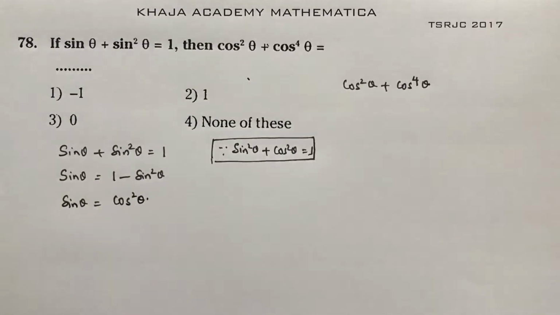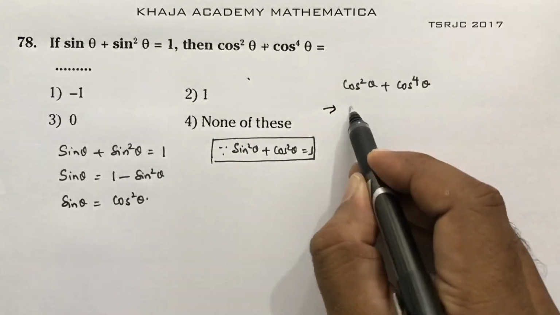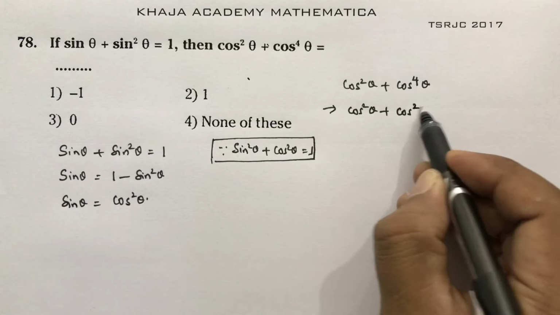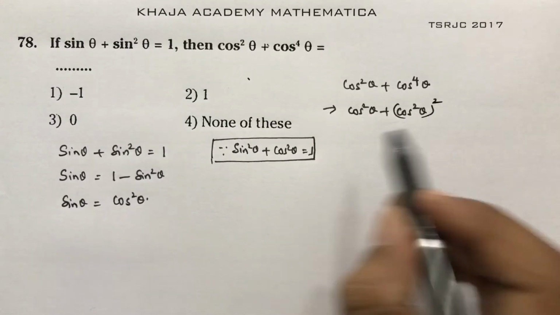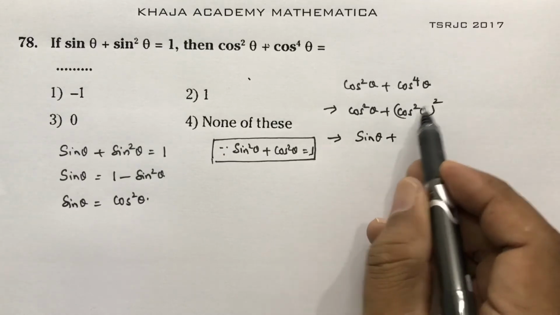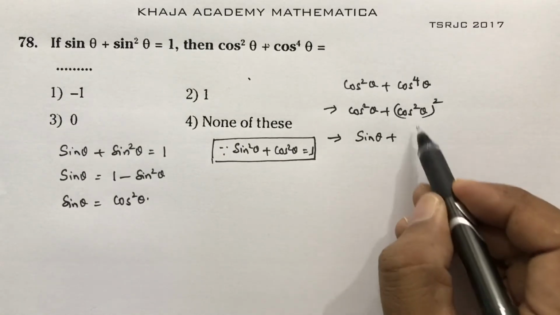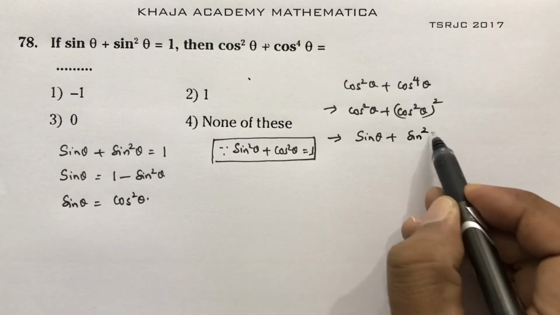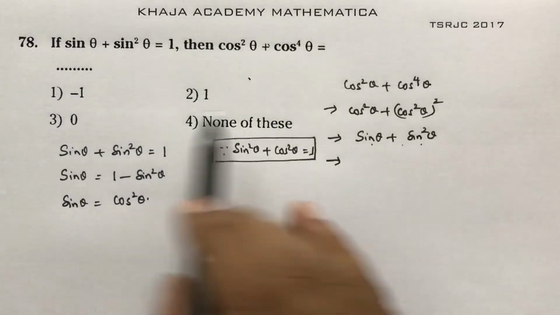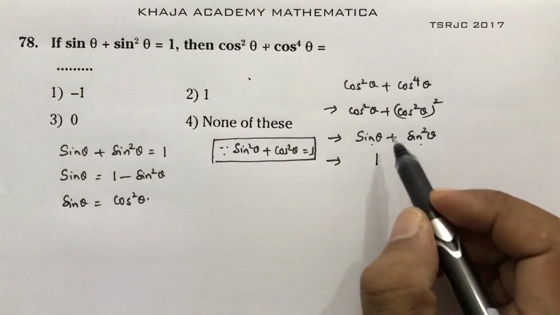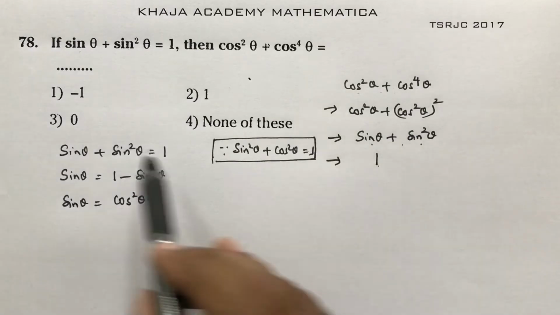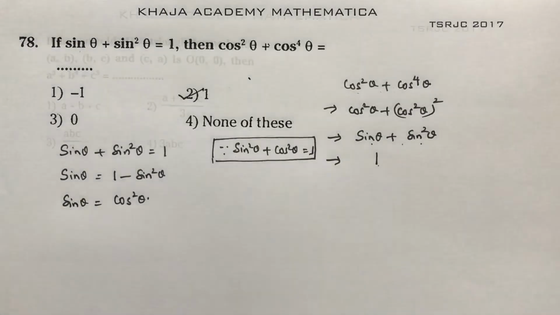Cos square theta. So this step you can write as cos square theta plus cos power 4 theta, which I can write as cos square theta whole square. Cos square theta is sin theta, and whole square, so sin square theta. So you got sin theta plus sin square theta, but sin theta plus sin square theta is 1. So the answer for cos square theta plus cos power 4 theta is 1. So the correct option is 2.